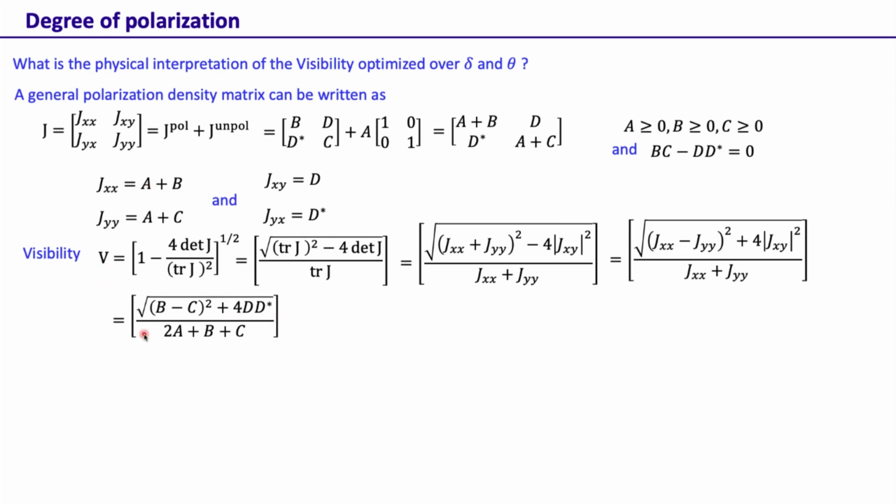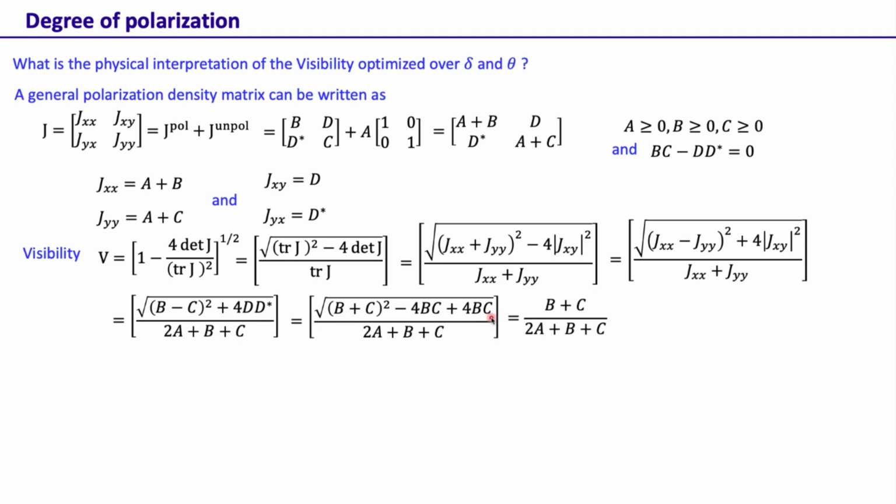This is for the visibility. This B minus C whole square we can write as B plus C whole square minus 4BC plus 4BC. We are writing this for 4 DT star, because BC minus DT star equals 0. So that's why DT star we can just write as BC, and so we see that this can be just B plus C, because this is B plus C whole square. So the visibility is B plus C by 2A plus B plus C.